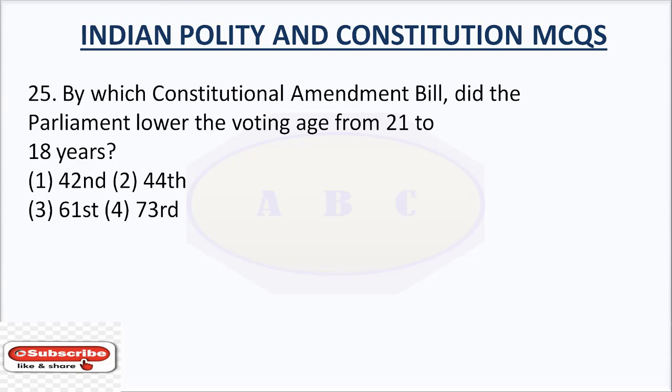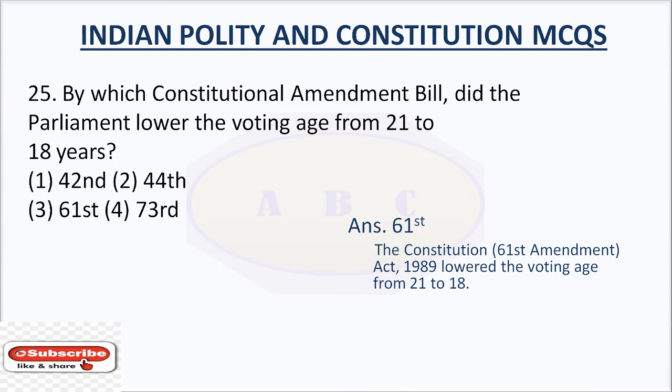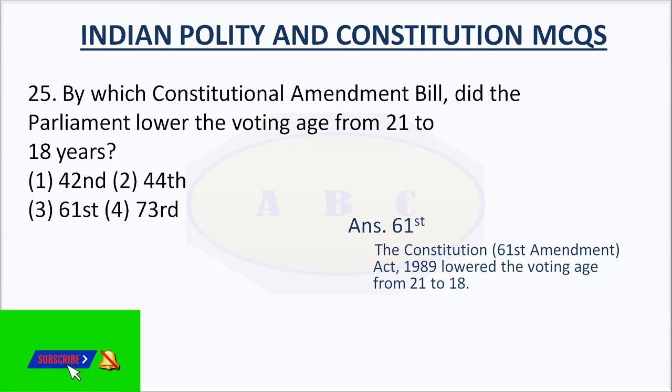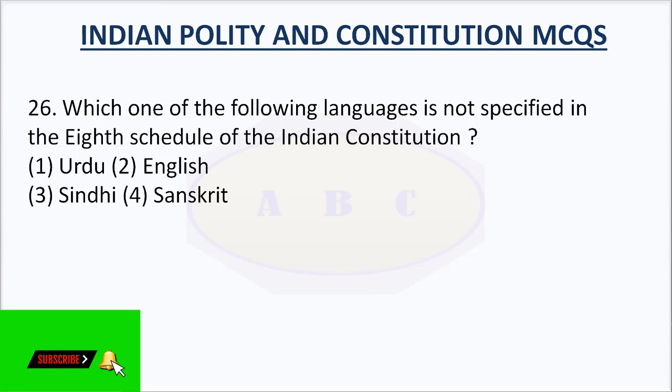Question number 25. By which constitutional amendment bill did the Parliament lower the voting age from 21 to 18 years? Option number 1, 42nd; option number 2, 44th; option number 3, 61st; option number 4, 73rd. The right answer is 61st. The Constitution 61st Amendment Act 1989 lowered the voting age from 21 to 18.